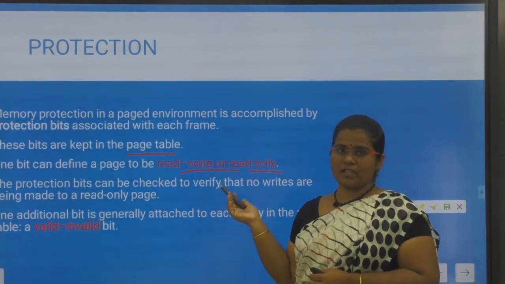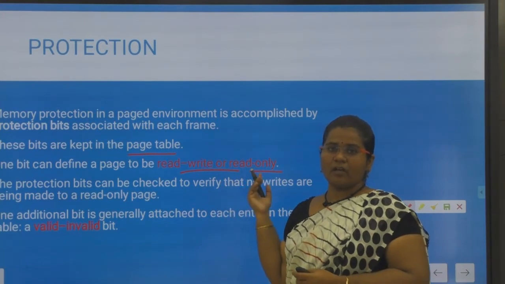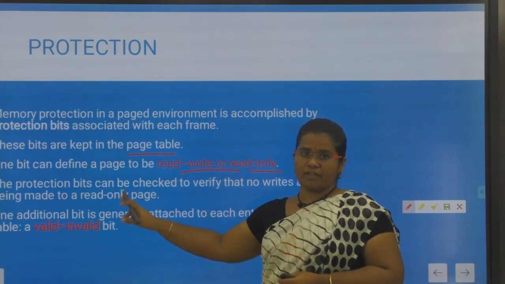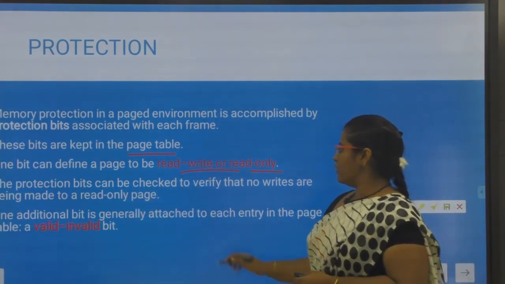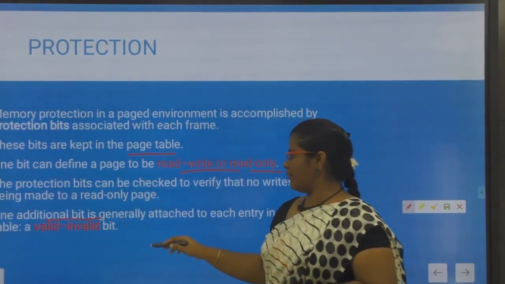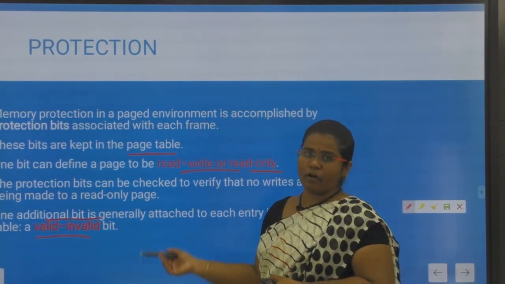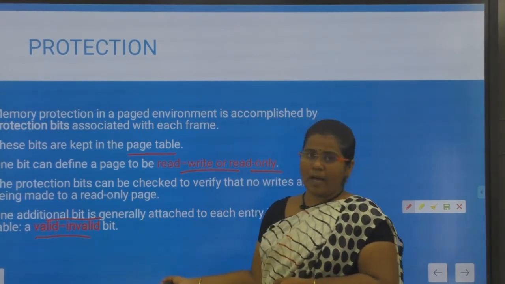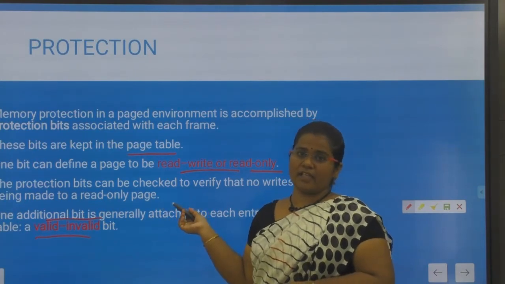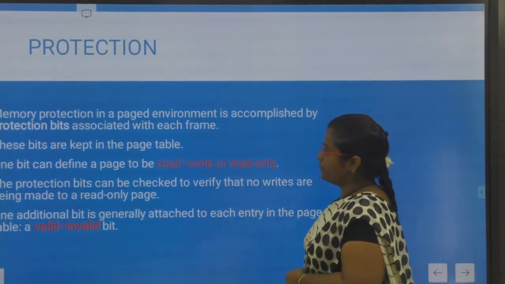Read-write or read only means you can define whether you can modify the page or simply access the page, and that information is given by that particular bit. One additional bit can be added to your page table, which is called the valid or invalid bit. If the bit is valid, the page is present in your main memory. If the bit is invalid, the page is not present in your main memory. Let us go with the diagram.